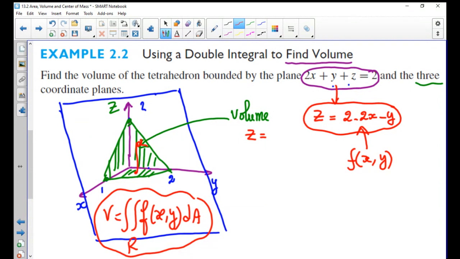The R, yes, we need to find the R region. You can see from here, we need to find the region R. R is this triangle here, on the XY plane. So we need the R.